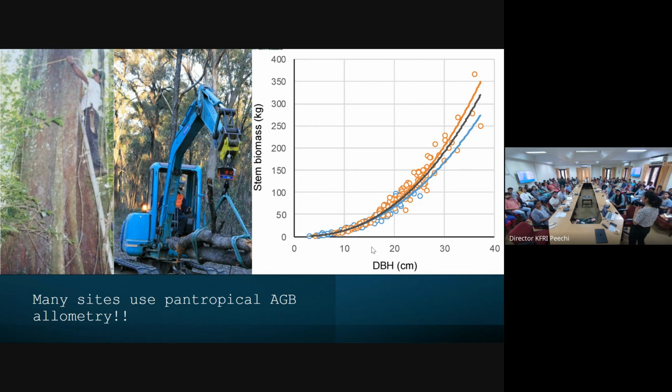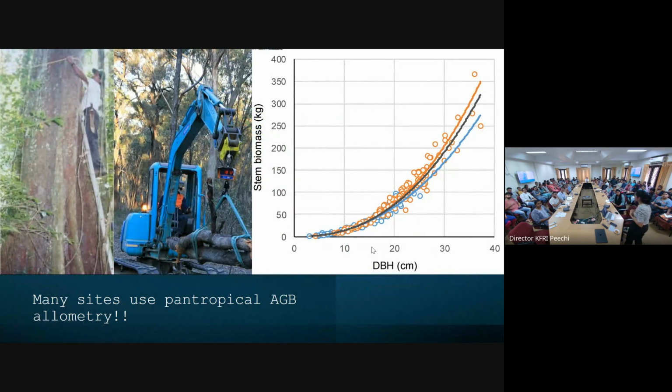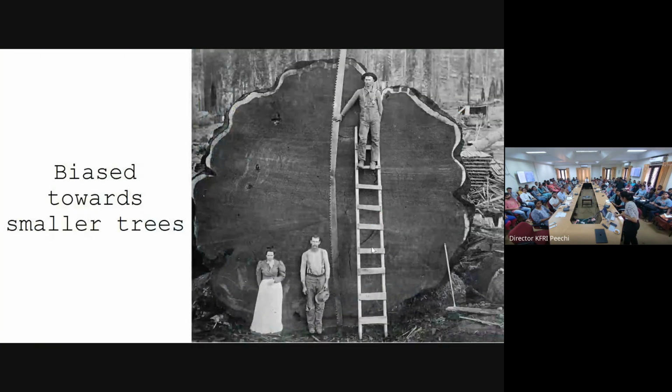Some plots do have site-specific allometric models, which means you have harvested data from the same site to estimate your relation. But in most cases, it's not possible. So what you end up using is a pantropical biomass AGB allometry, which has a lot of issues in itself. But that's the best that you have, and that's what you're going to use. And this pantropical allometry is what these maps are also using to infer their pantropical biomass. So you know that there is an inherent issue in how these calibration data sets are being collected.